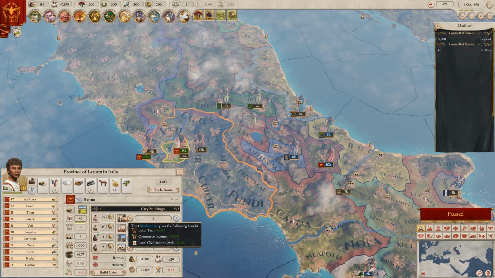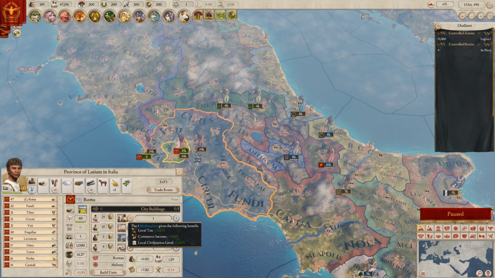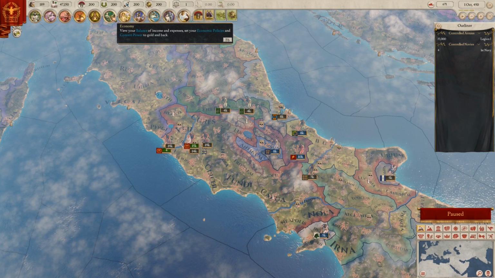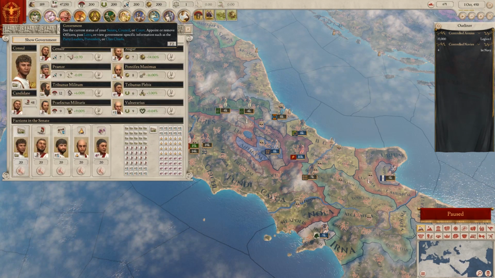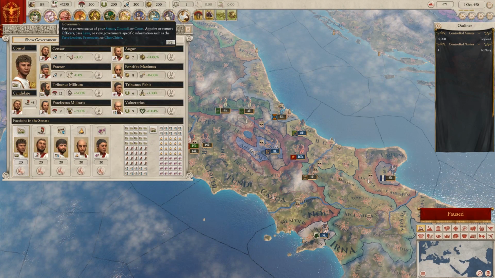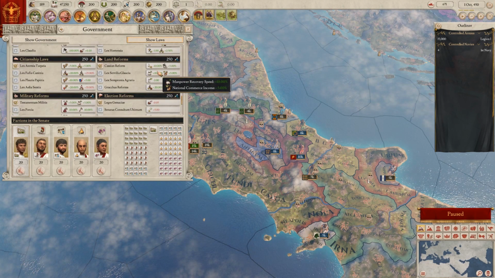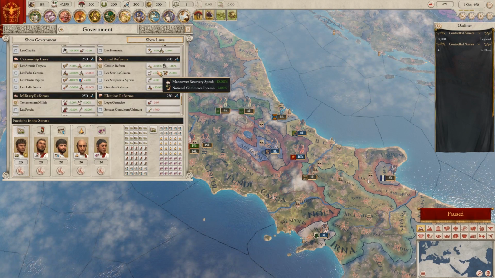You can also have buildings, that's marketplaces, and the marketplace increases commerce income. As you can tell, there are quite a few ways to increase commerce in this game. We're going to take a look at a few of them here. On the government, you can have different laws that affect things. This one, for example, increases national commerce income.